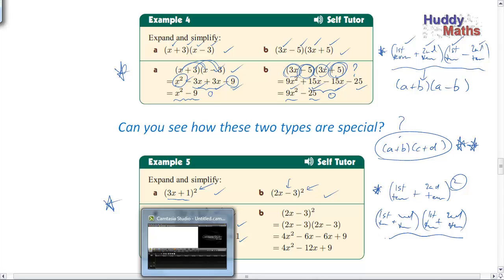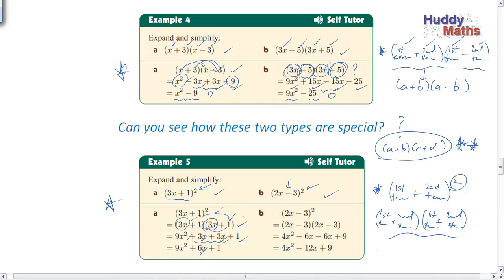How did that happen? Well, the two brackets are the same, so we're doubling up the middle term to get 6x instead of disappearing. Because the brackets are the same, try and understand what's going on here. You're doubling the middle term.